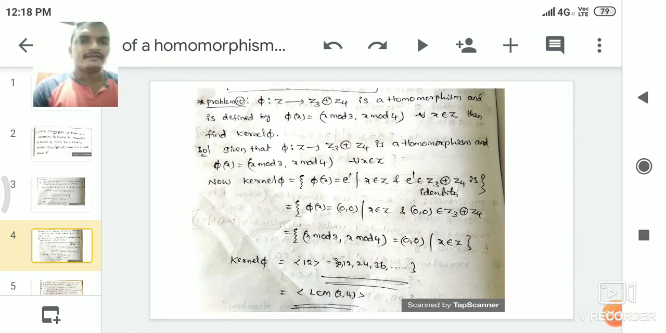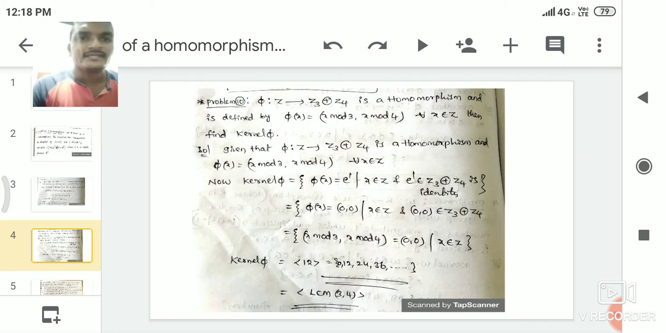So that means we find all the values of x satisfying the condition (0, 0). If we substitute x is equal to 0, 0 mod 3 is 0 and 0 mod 4 is also 0. That's why x value 0 works. Now we substitute 12: 12 mod 3 is 0 and 12 mod 4 is 0. That's why x is equal to 12 also works.